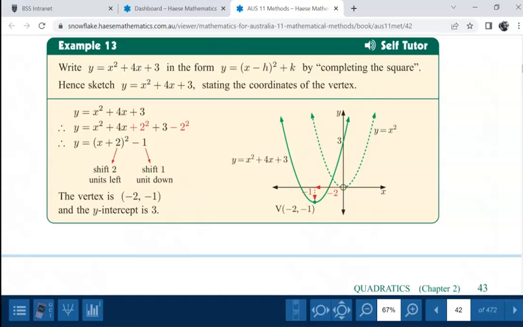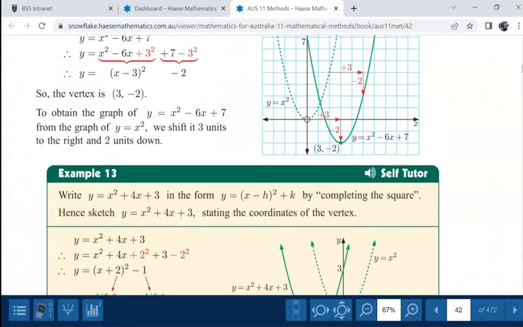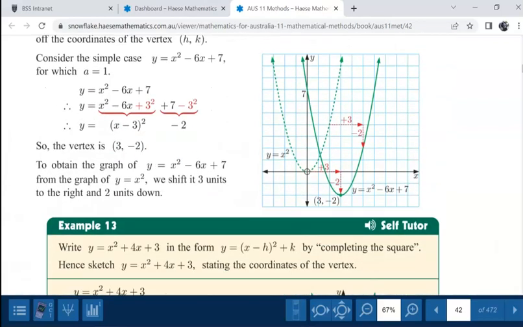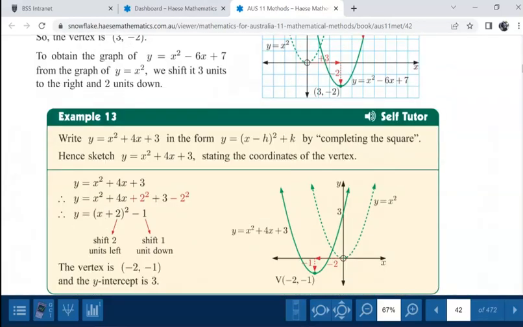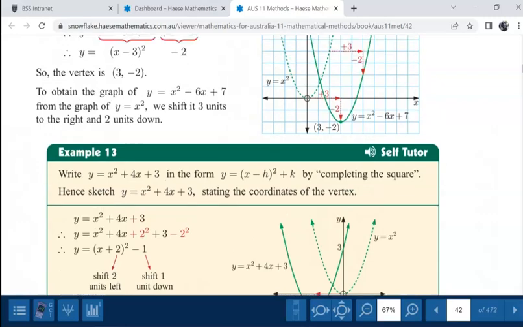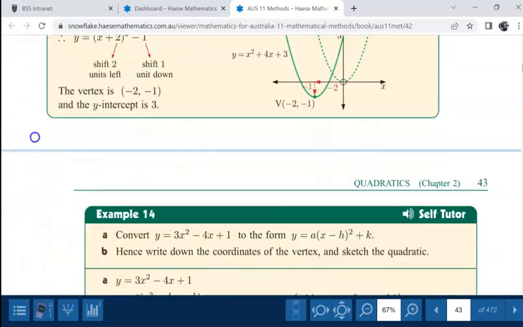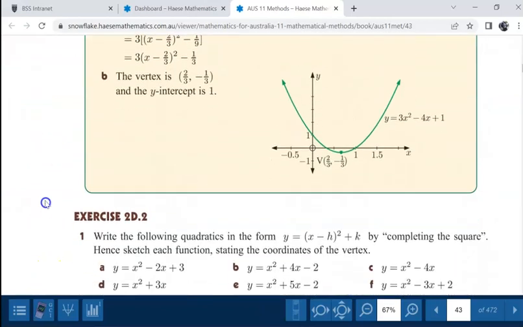And you've got a worksheet to do. But if I could ask you by Tuesday to have finished that exercise and this one, exercise 2D1 and 2D2. Okay? And the worksheet that I'm about to give you.